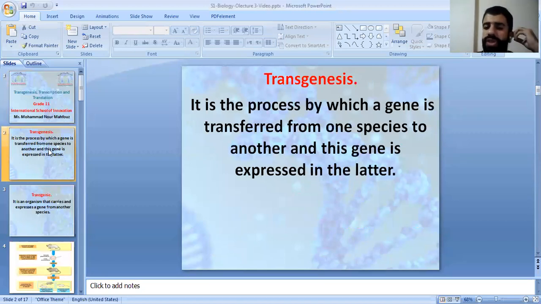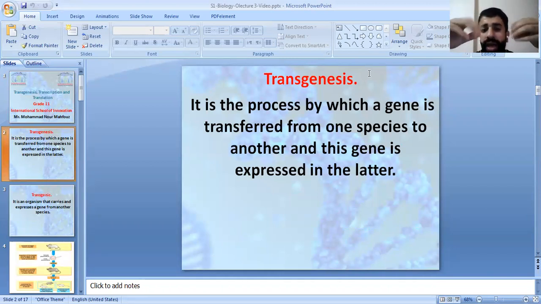Transgenesis is the process where a gene is transferred from one species to another. Pay attention to this. From one species to another, and it's expressed in the other species. For example, I transfer a gene from human to a mouse, from a human to a cat, from a cat to a donkey, from a fish to, for example, a lizard, let's say. Okay, so this process is called transgenesis.